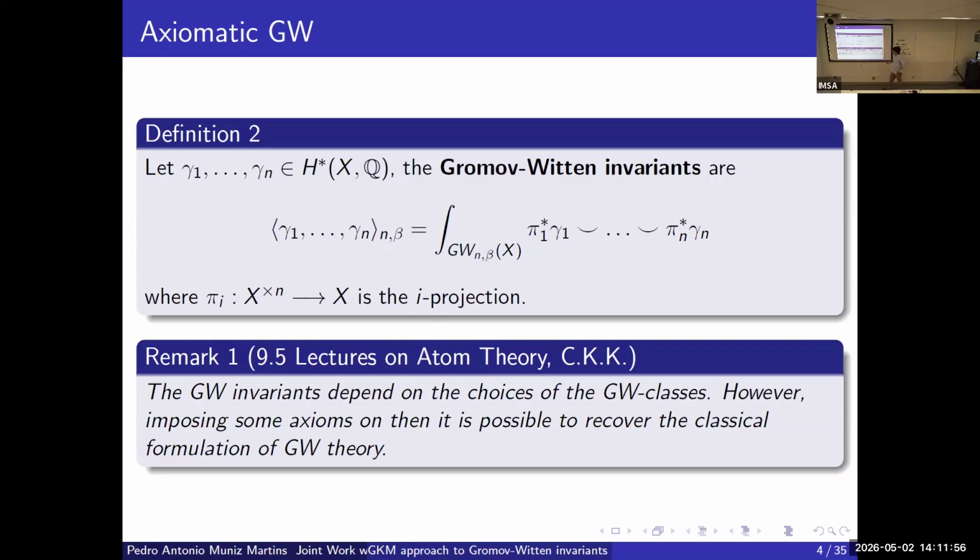Well, this is not the usual definition of Gromov-Witten invariants. We are not talking about the moduli space of stable maps, and if you look at this, it may depend on the choice of the Gromov-Witten classes. However, if we ask for some axioms from the Gromov-Witten classes, we can recover the classical Gromov-Witten theory using still the moduli space of stable maps. This is going to appear in the lectures, 9.5 lectures on Gromov-Witten invariants by Kaehler, Ludmil, and Maxim.